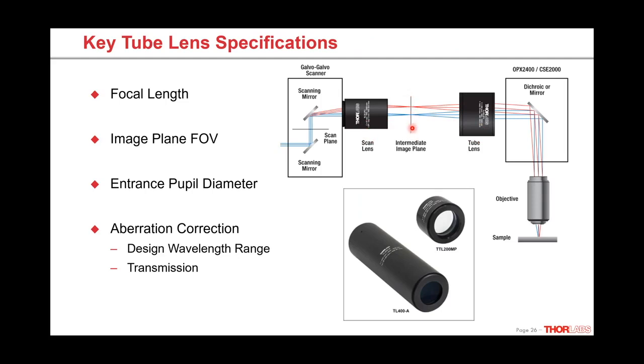The third key spec is going to be your entrance pupil diameter, which in a scan engine is a little counterintuitive. It's actually referring to the pupil on this side with the objective. This entrance pupil diameter, you're going to want to have be at least as large as the back aperture of your objective that you plan to be using in your system. Otherwise, you will be underfilling your objective. Finally, just like with the scan lens, you're going to want to select a tube lens that functions in the wavelength range that you're going to be using.